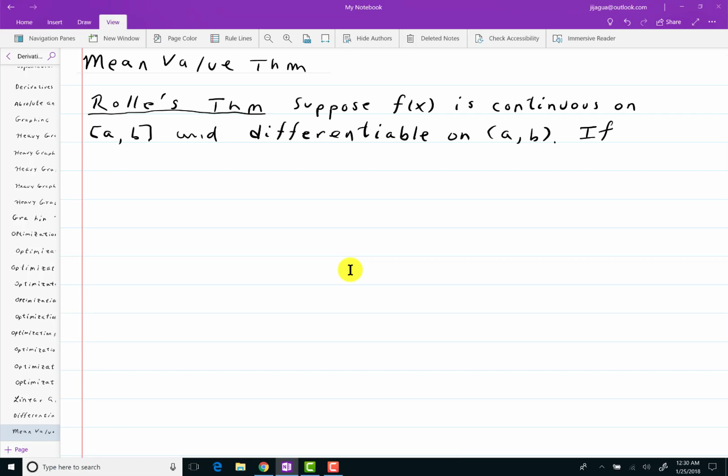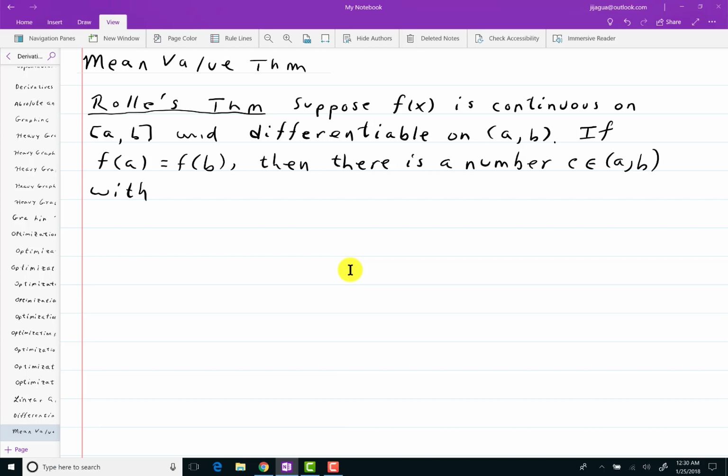Anyways, if f of A equals f of B, then there is a number C in the open interval AB, that means C is between A and B, with f prime of C equal to 0.